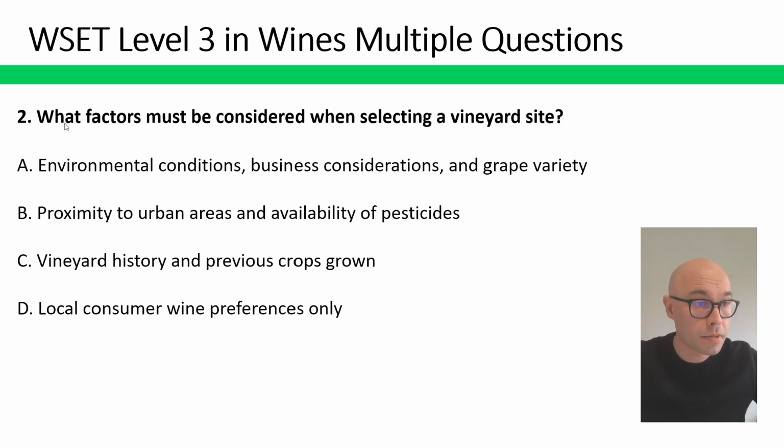What factors must be considered when selecting a vineyard site? Environmental conditions, business consideration, and grape variety; proximity to urban areas and availability of pesticides; vineyard history and previous crops grown; local consumer wine preference only. The correct answer is A, environmental conditions, business consideration, and grape variety.